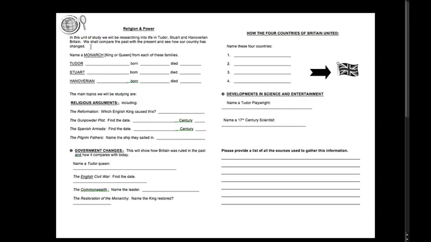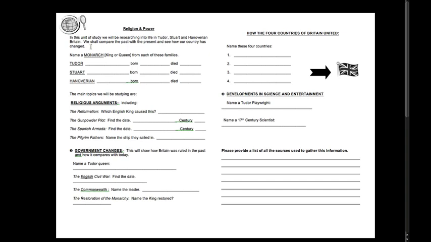Guidance presentation for the overview activity for the first part of the Year 8 course on religion and power. In this unit of study we will be researching life in Tudor, Stuart and Hanoverian Britain. We shall compare the past with the present and see how our country has changed.